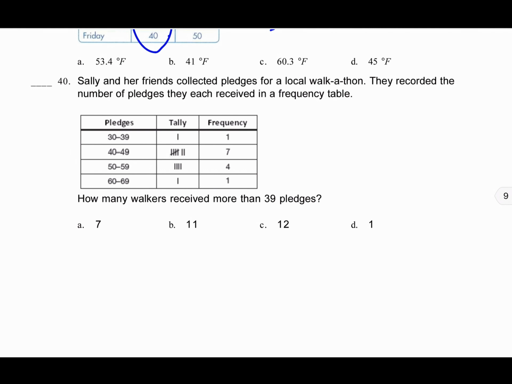Next question. Sally and her friends collected pledges for a local walkathon. They recorded the number of pledges they each received in a frequency table. How many walkers received more than 39? So we have to add all of these more than 39. So it's 7 plus 4 plus 1. The answer would be 12, which is C.